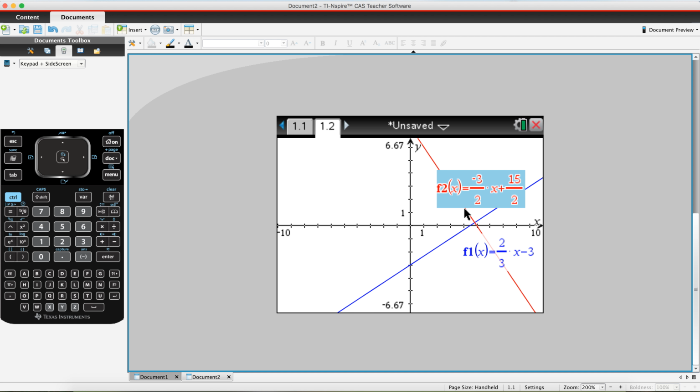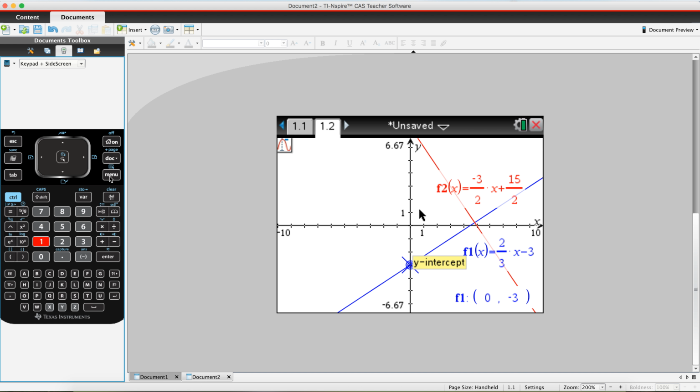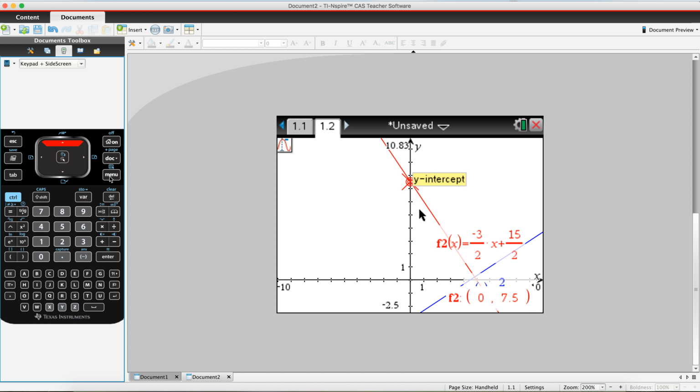And if I go onto the red one, I'll go to 5, trace, graph trace. The red one, which is the one I found, should pass through the point 1, 6. I'll put x is 1, and there we have 1, 6. So it does pass through that point as expected.